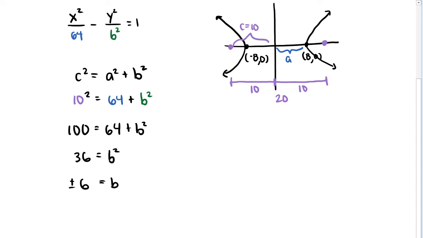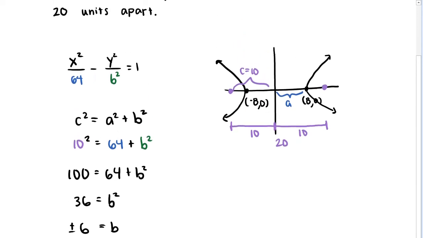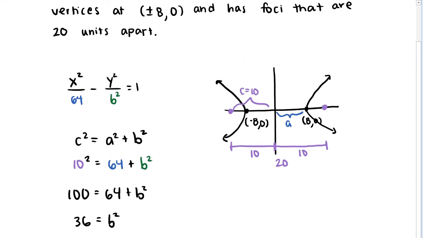And so here, if we square b, that's going to give us the denominator in our hyperbola equation. And so squaring 6 or squaring negative 6 is going to give us 36. So this is the equation of our hyperbola.